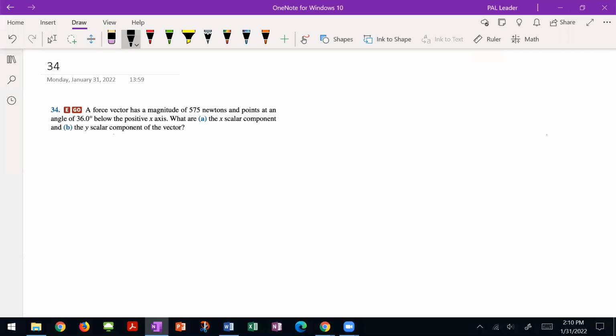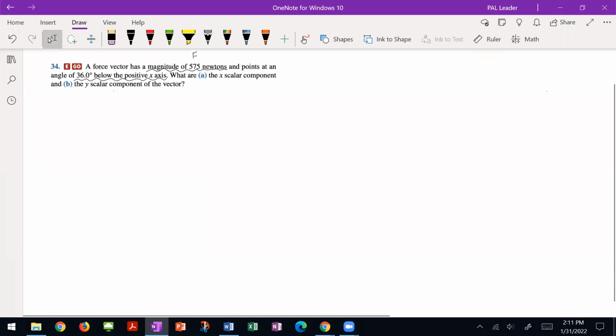We have a force vector that has a magnitude of 575 newtons. That's probably going to be F, and points at an angle of 36 degrees below the positive x-axis. That is our angle. What are the x scalar component and the y scalar component of the vector? So draw the picture.